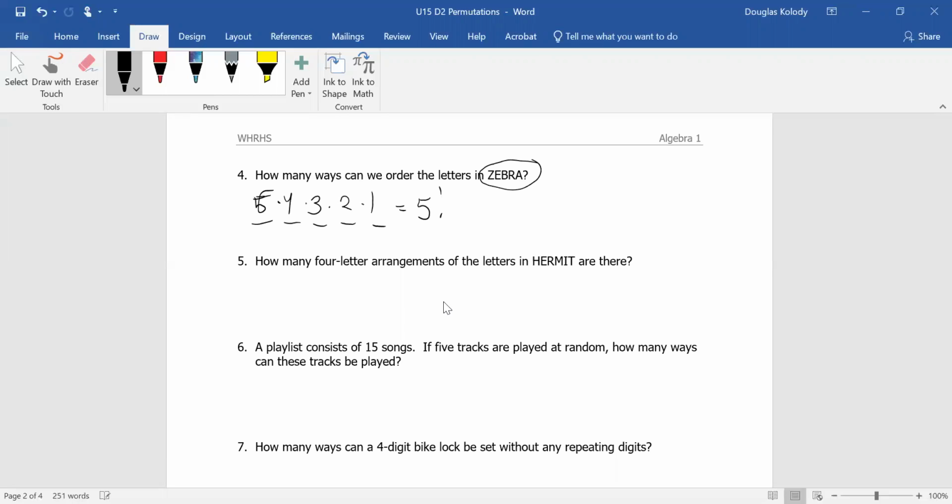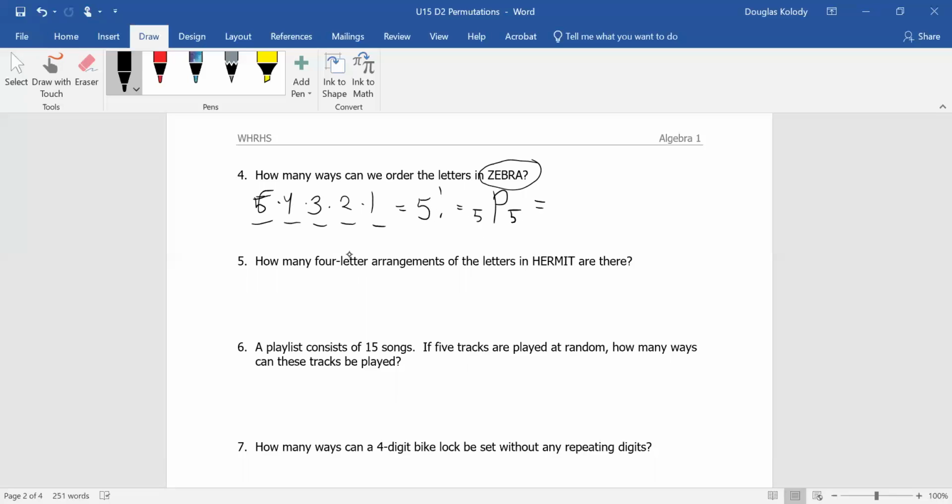But you know another way to write it? 5P5. Because I have 5 letters in zebra and I'm choosing all 5 of them. And every time I change the letters around in zebra, I get a brand new word. Ladies and gentlemen, this is 3 ways of writing the answer to the same question. All 3 of these are equivalent.